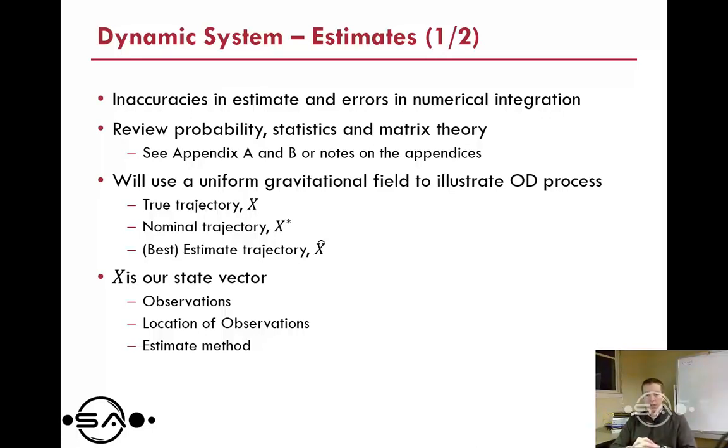So we're going to use x as our state vector, and what goes into that is our observations, the location of the observation, so your ground station, and the method that you use to estimate that state vector.